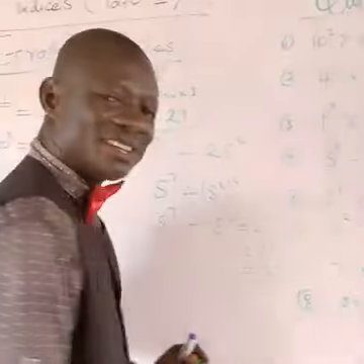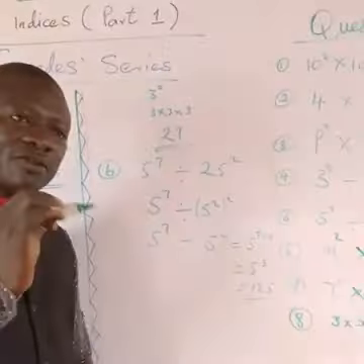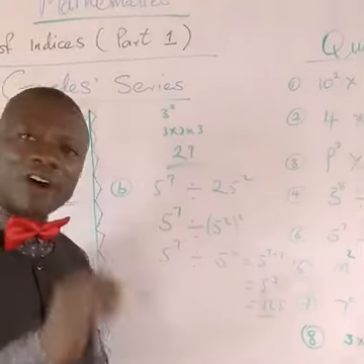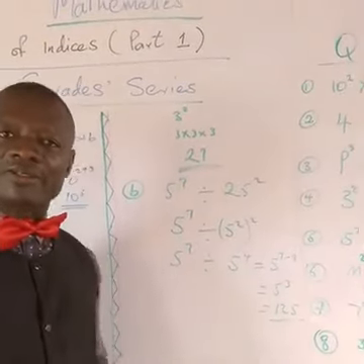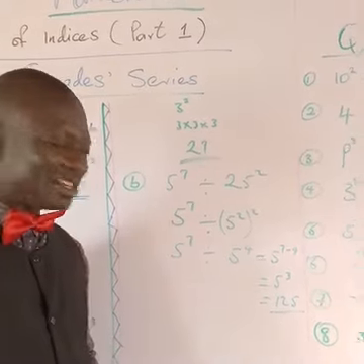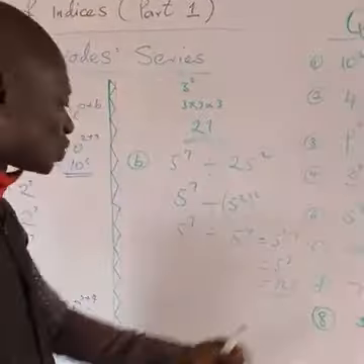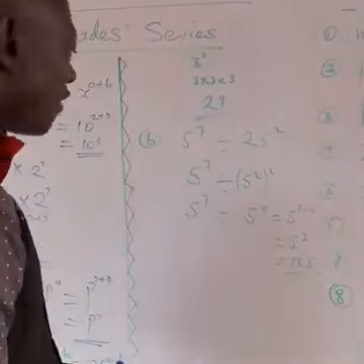I hope you understand. 125, because 5 raised to the power 3 is 5 times 5 times 5. Remember, it is not 5 times 3. So that's the common mistake. It's 5 times 5 times 5, into 3 places. And that gives us 125.